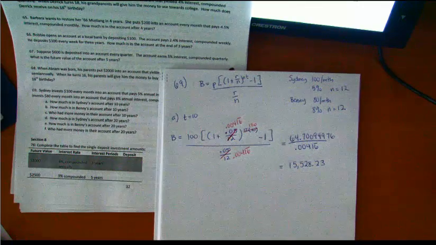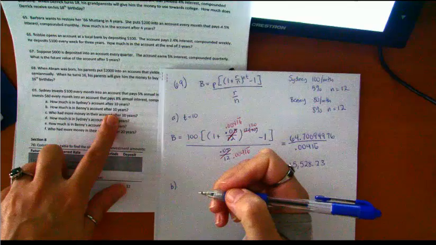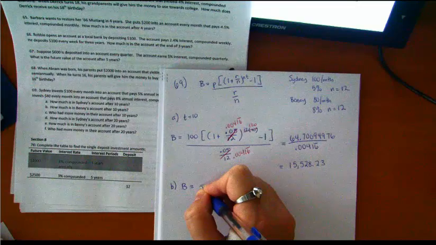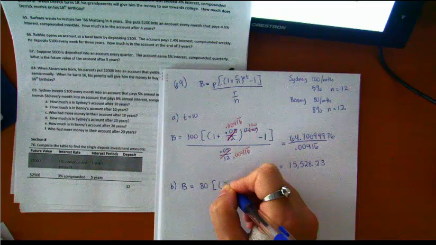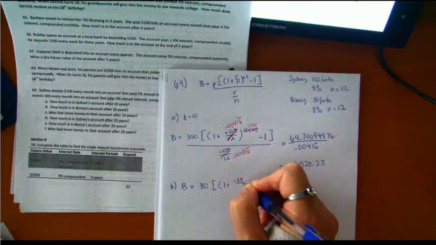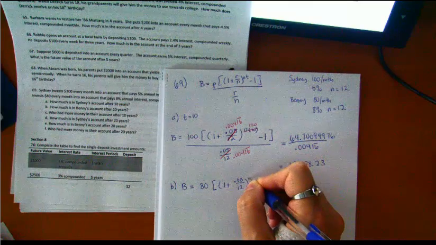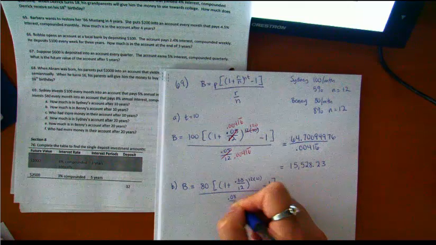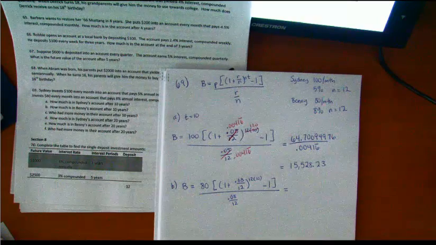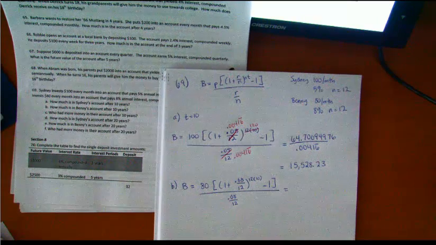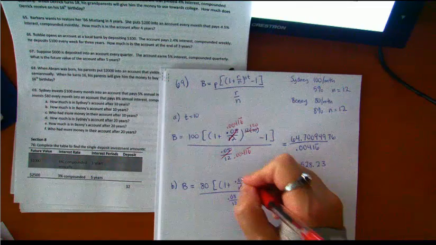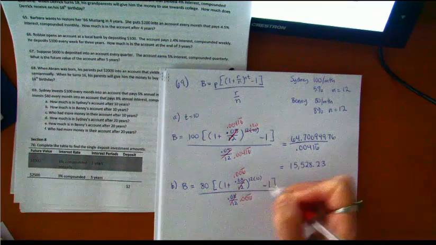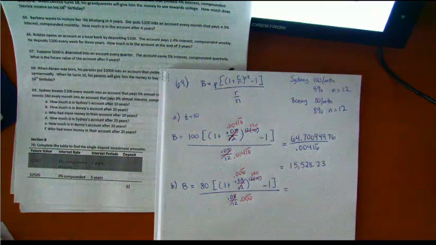Okay. For B, we want to do the same thing for Benny. But Benny's putting in $80 a month instead of 100, and 8% interest instead of 5. Okay, so 0.08 divided by 12 is 0.006 repeating. 12 times 10 is still 120.